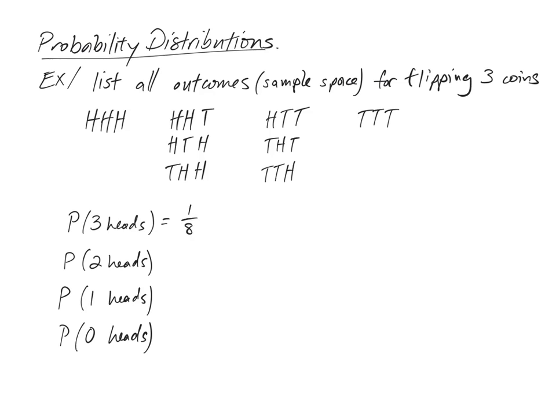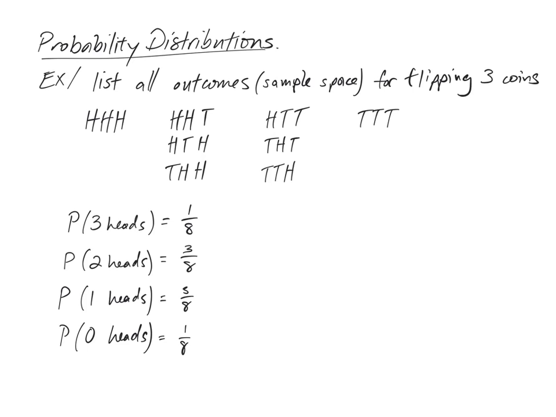The probability that we get 2 heads, well, that can happen 3 different ways, right? We could get heads, heads, tails, heads, tails, heads, or tails, heads, heads. So there are 3 possible ways that could happen. So the probability you get 2 heads would be 3 out of 8. The probability of getting 1 head, like these 3 outcomes here, would be 3 out of 8. And the probability that you get no heads would be 1 out of 8.